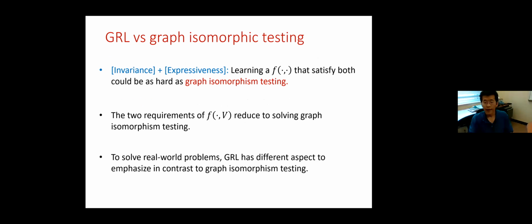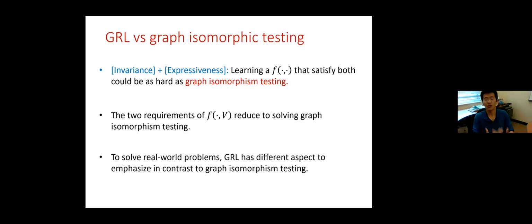Overall, to summarize, we need two requirements for graph representation learning. If you are familiar with the terminology of graph isomorphism testing, at first these two requirements just sound like graph isomorphism testing. Yes, if we have the target node set being the entire node set, then these two requirements reduce to graph isomorphism testing.